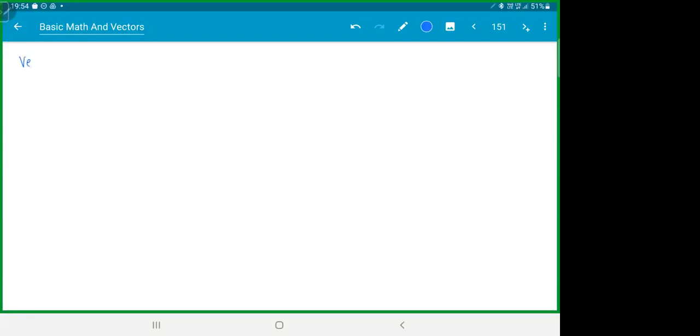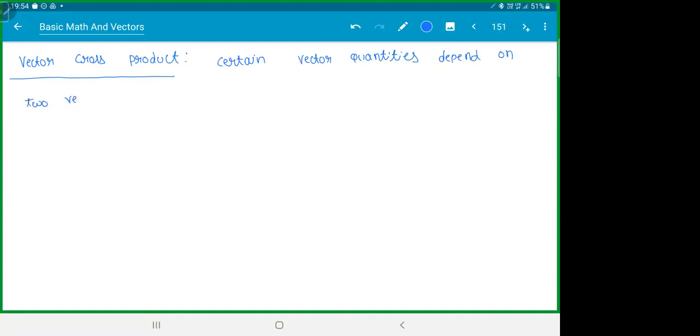Next thing is vector cross product. Same thing again: people found out we have certain vector quantities that depend on 2 vectors and the sine of the angle between them. Example, torque.